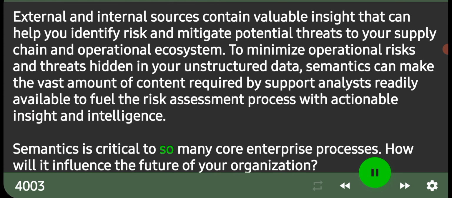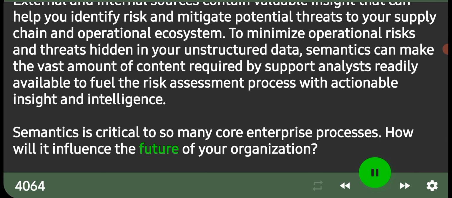Semantics is critical to so many core enterprise processes. How will it influence the future of your organization?